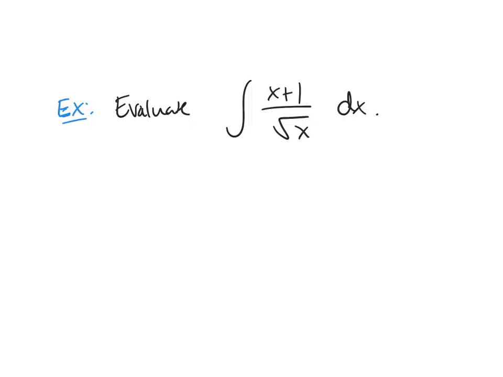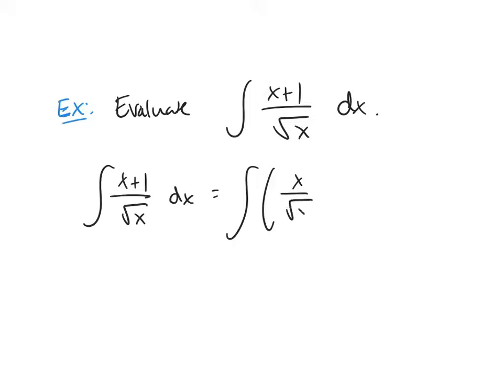Now here we have a quotient, and if you remember, taking derivatives of quotients is complicated because we have to use the quotient rule. So the same thing kind of applies here. Integration of quotients is complicated. And so if we can simplify this so that there isn't a quotient, we're not dividing anymore, that would be great. And so what we're going to do is split this up into two terms, x over the square root of x and 1 over the square root of x.